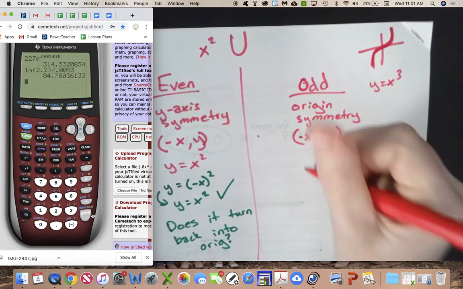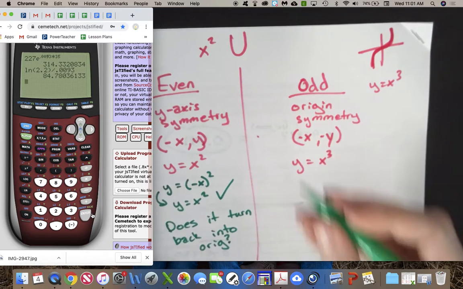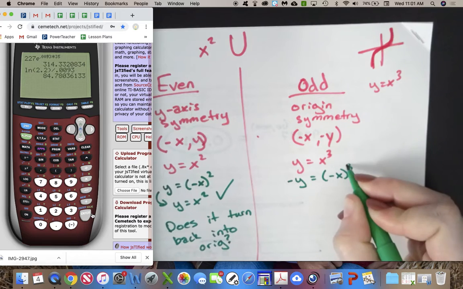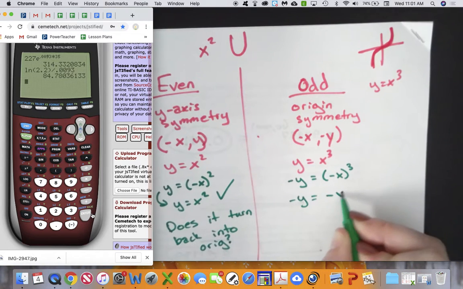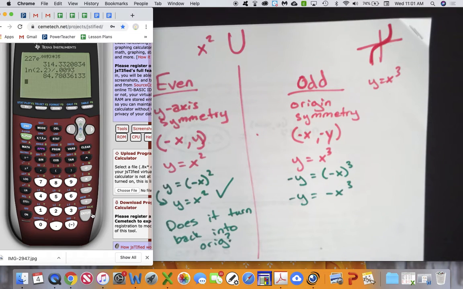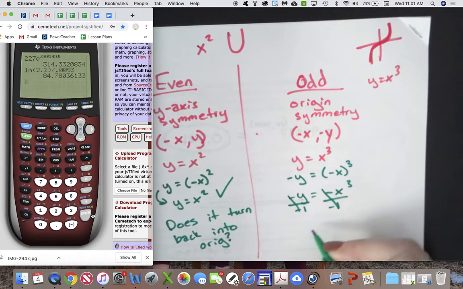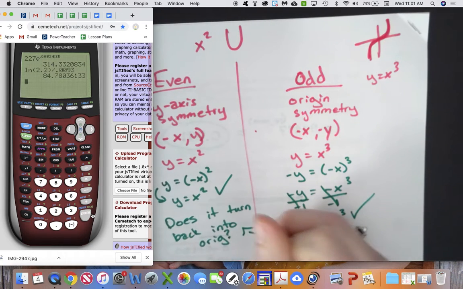So let's check. Y equals x to the 3rd power. We're plugging a negative in for y and a negative in for x. If I take negative x and cube it, does it stay negative or become positive? It stays negative. So I have negative y equals negative x to the 3rd power. If I divide both sides by negative 1, now it is the original. So it turns back into the equation. So it is an odd function.